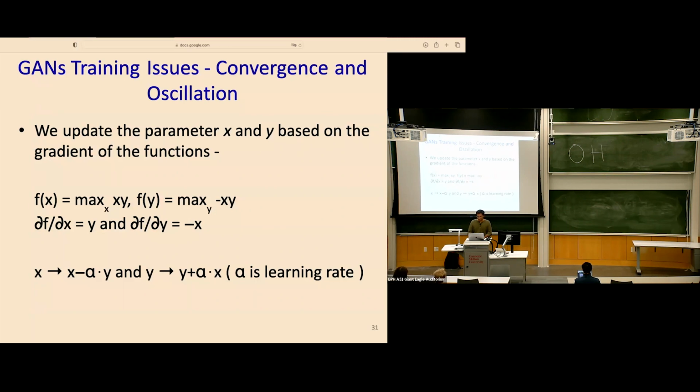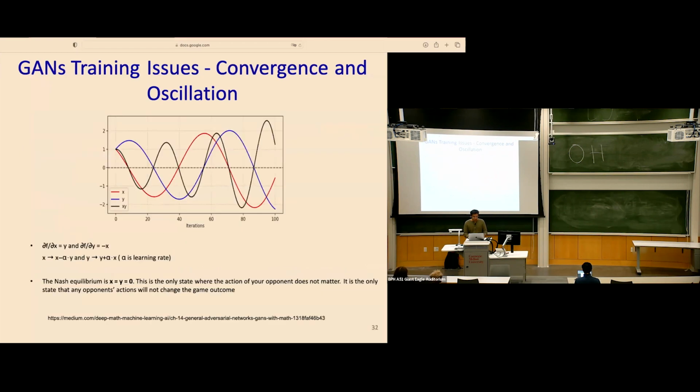So yeah, the Nash equilibrium would be a situation where the multiplication of x and y would not change. So the equilibrium would be x is equal to 0 and y is equal to 0. And this is the only state in which your opponent's action will not alter the expected outcome. So yeah, x is equal to 0 and y is equal to 0 is the solution that we hope gradient descent would lead us to. But in practice, we find that it does not.